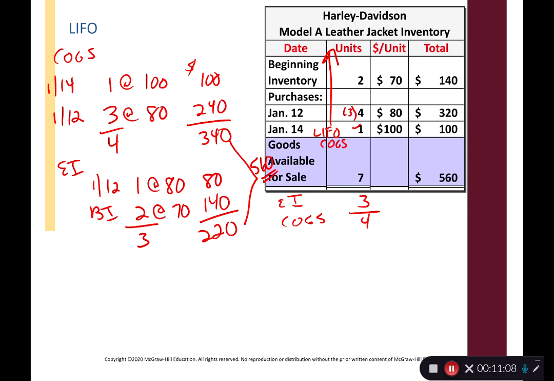So hopefully that makes some sense. Again, with FIFO, we start at the top and work our way down to get cost of goods sold. With LIFO, we start at the bottom and work our way up. You just have to remember when to stop. We sold 4 units, so we have to stop once we get to those 4 units for cost of goods sold. Ending inventory will simply be whatever's left over.